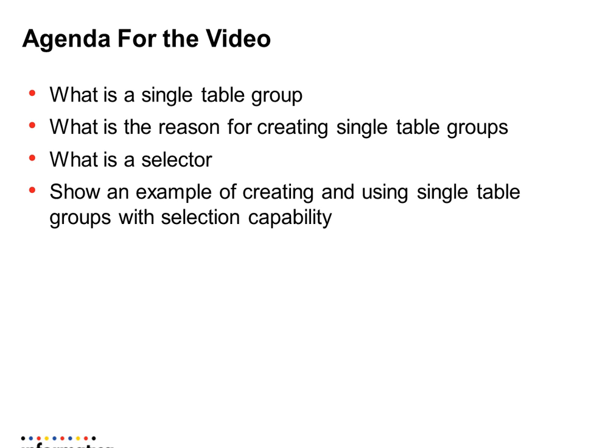Let's talk about some of the reasons why you would create a single table group with selection criteria. Say you just moved an object with a project recently, and there is configuration that is out of date with the object that you just moved to the target client, and you want to update that configuration, but only as it relates to the object that you just provisioned.